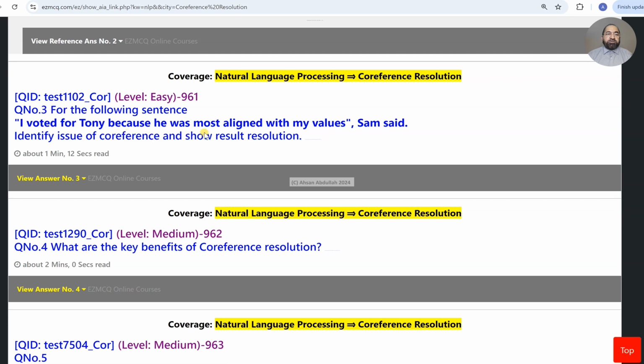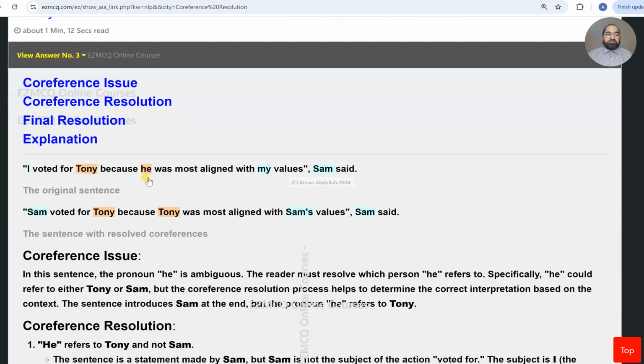So let's look at this statement and try to do a co-reference resolution. "I voted for Tony because he was most aligned with my values," Sam said. So let's identify the issues and perform the co-reference resolution. This is the original sentence, okay? And this is the same sentence but with the co-reference resolution performed.